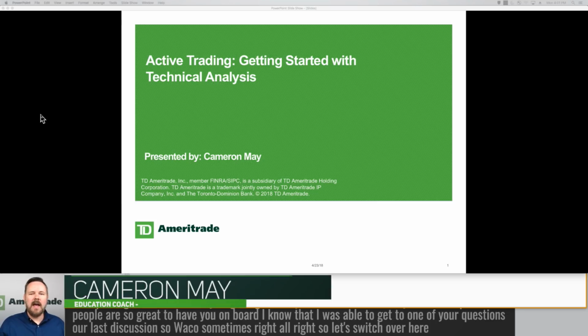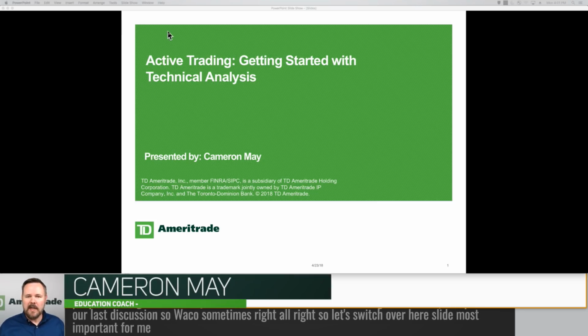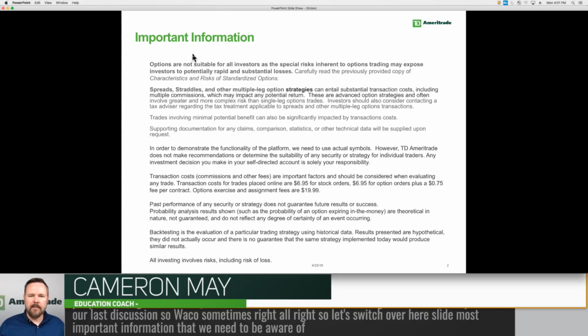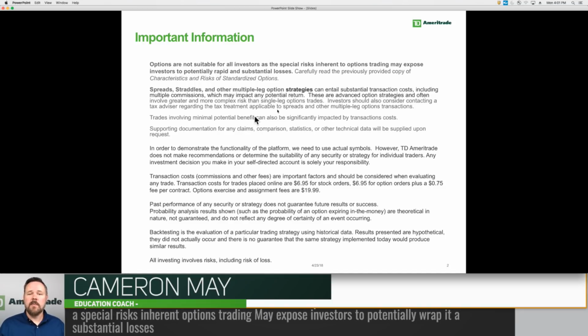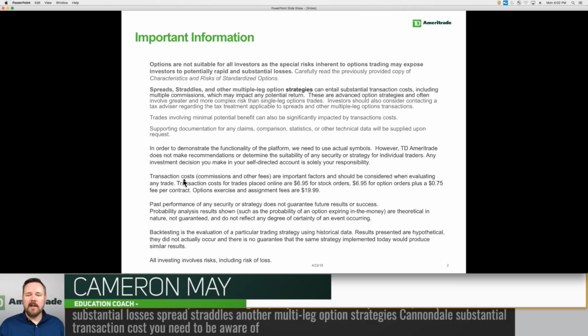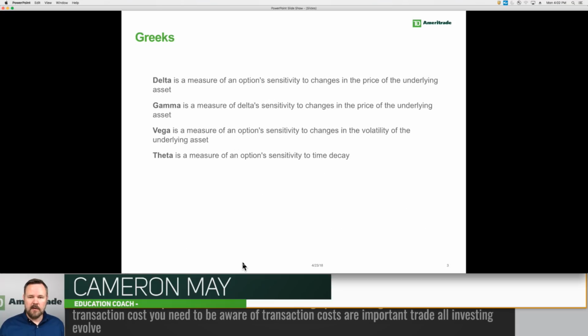to our introductory slide. First of all, some important information that we need to be aware of. Options are not suitable for all investors, as the special risks inherent to options trading may expose investors to potentially rapid and substantial losses. Spreads, straddles, and other multi-leg option strategies can entail substantial transaction costs you need to be aware of. Transaction costs are important factors and should be considered when evaluating any trade. All investing involves risks, including risk of loss.